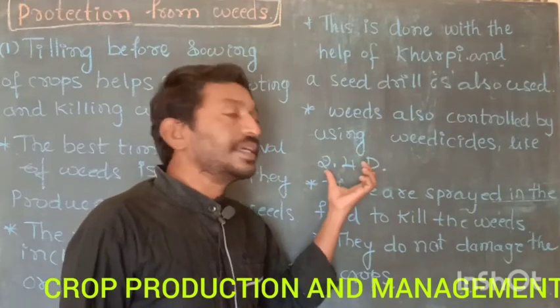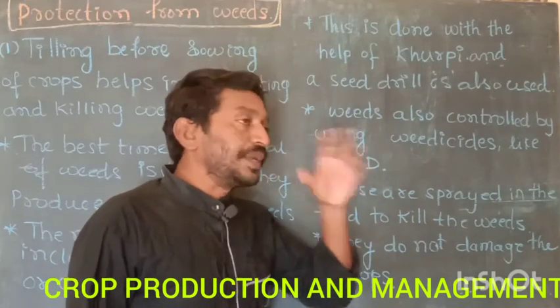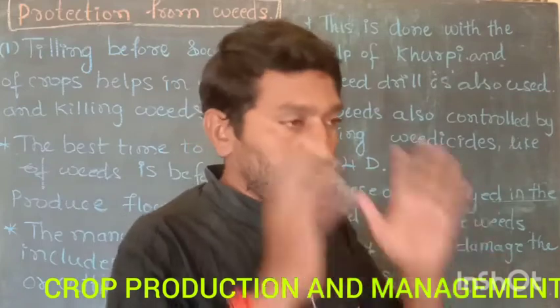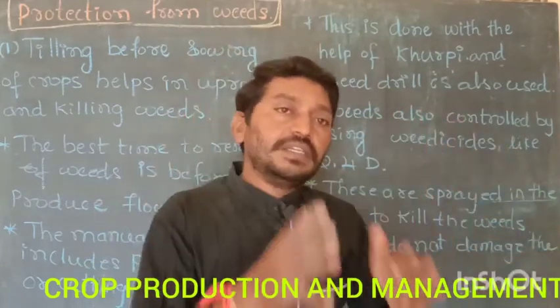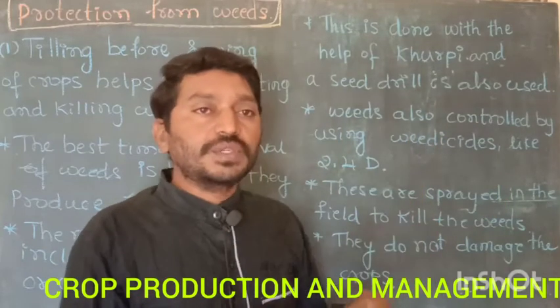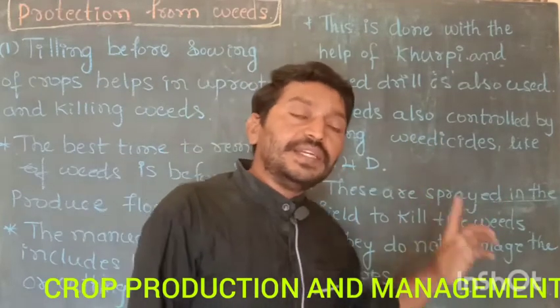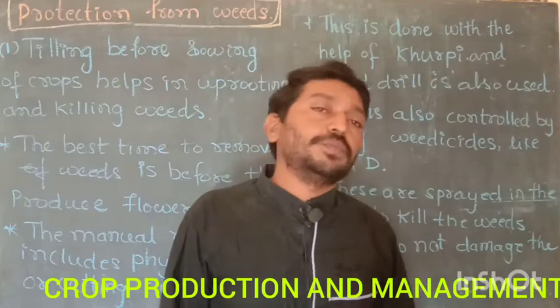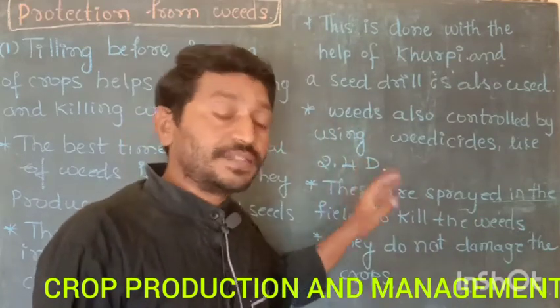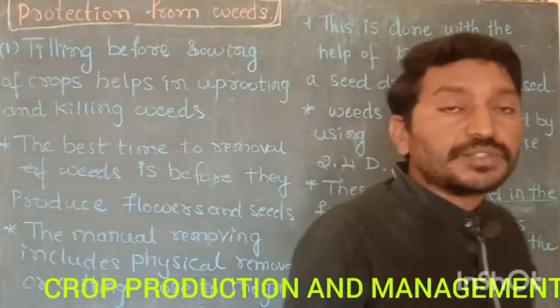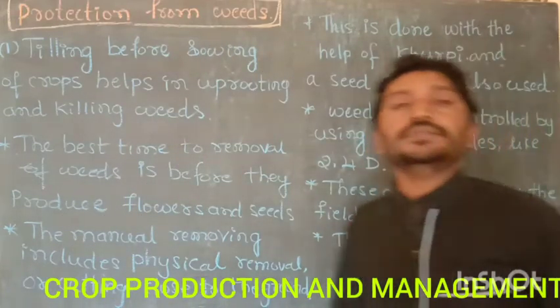It's the name of a chemical. It is sprayed on the weeds or plants, and the weeds are gradually killed by themselves. This weedicide is not harmful to the crops. It does not affect the crops or the plants, but one thing needs great care.